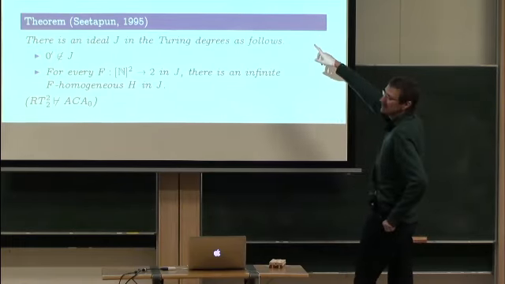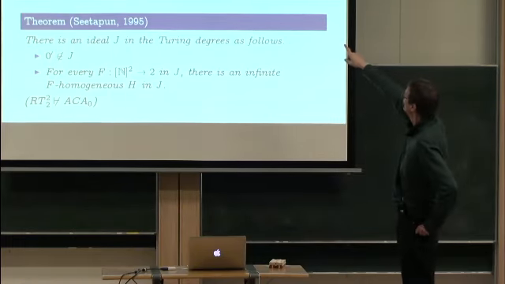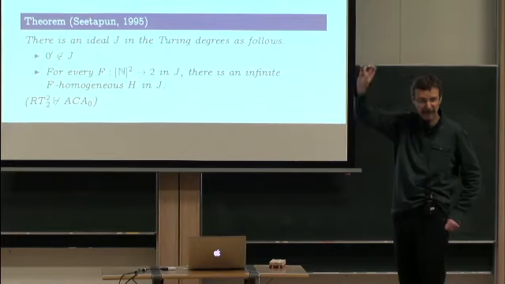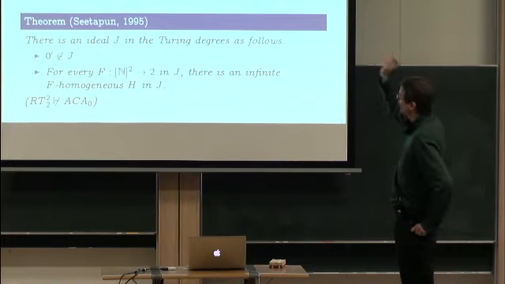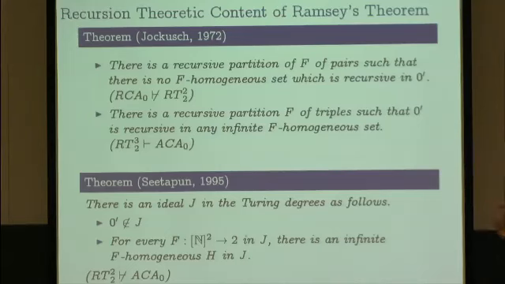Jockusch in the 70s showed that for Ramsey's theorem for pairs, there is a computable partition of pairs such that it has no infinite homogeneous set which is recursive in 0 prime. So Ramsey's theorem is in particular not effectively true. It's not the case that given any recursive partition of pairs you can compute for it a homogeneous set. You can't even computably approximate.